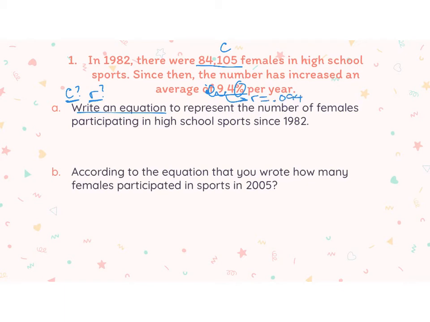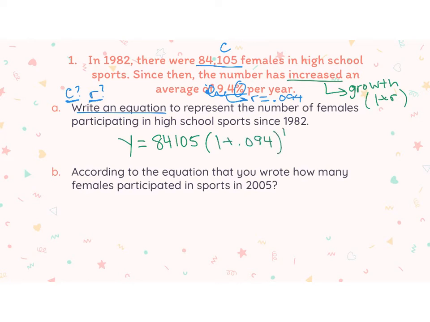0.094. The other thing I recognize about this equation is the fact that it says increased. Increase tells me that it's growing. This is growth. That means I want that 1 plus the R in parentheses for my equation. So my regular equation is going to look like this. Y equals 84,105 times the quantity of 1 plus 0.094, all raised to the t power. And remember that T stands for time. So this is the regular equation. I can now plug any amount of years into that T and figure out how many athletes there were in sports. So I'm going to go ahead and do that in Part B.